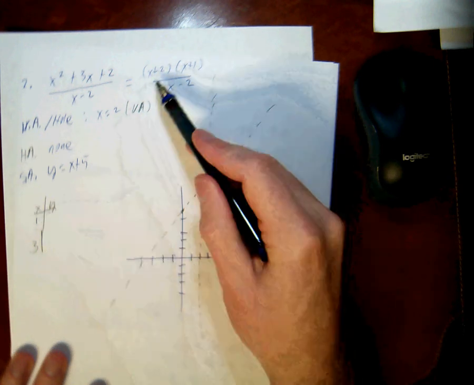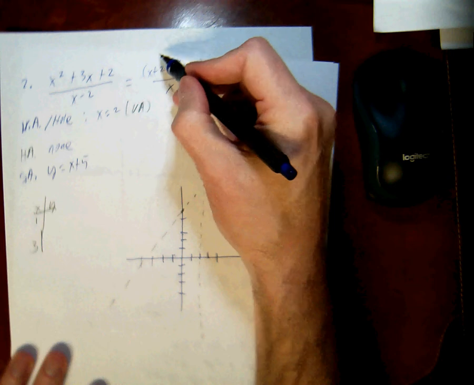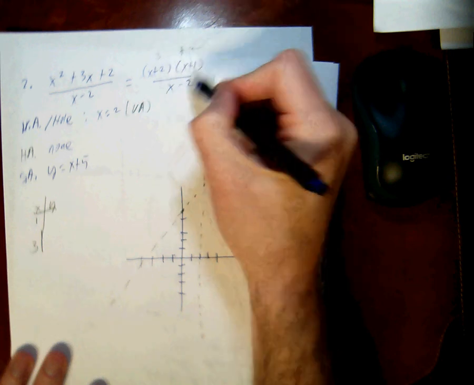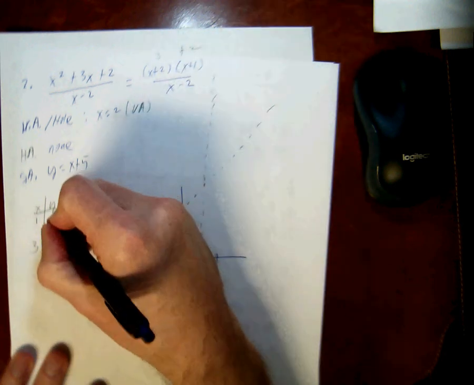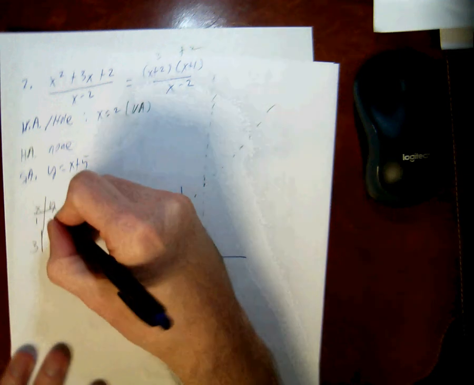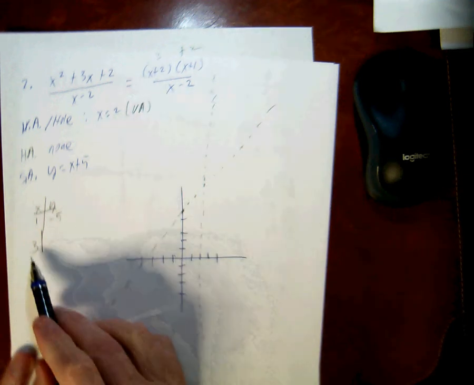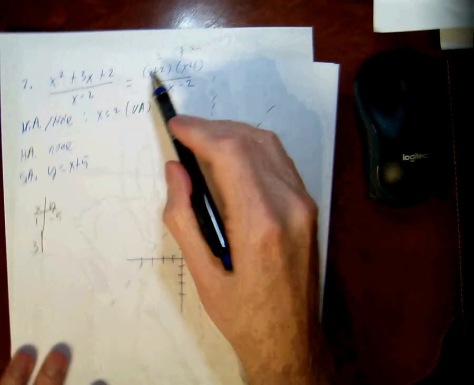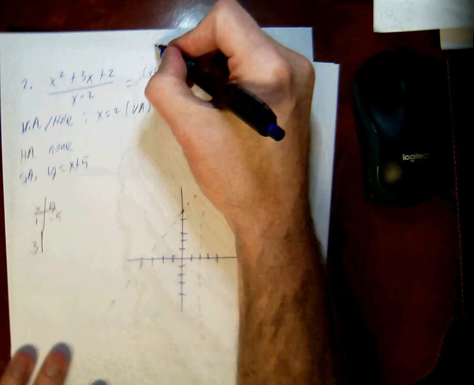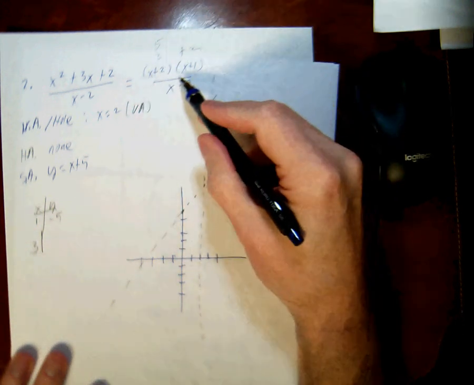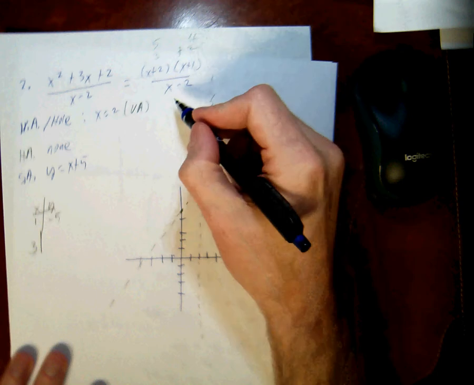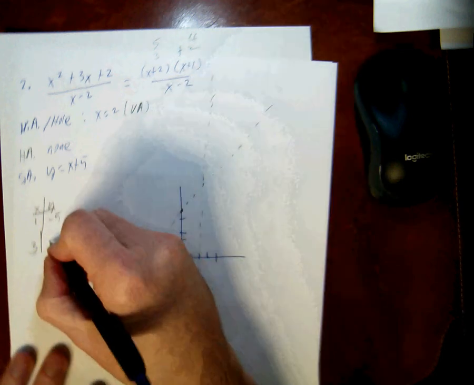When I plug 1 into the factored version, it gives me 3 plus 2 over negative 1, so I get negative 5 for that. When I plug 3 in, 3 plus 2 is going to give me a 5, and 3 plus 1 is 4, so I get 20 over 1, and so that gives me 20.